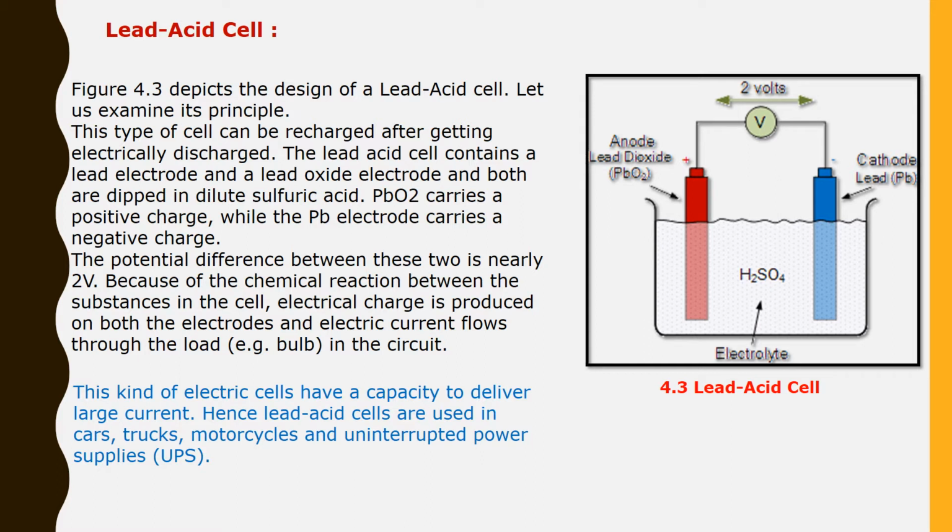Because of the chemical reaction between the substances in the cell, electrical charge is produced on both the electrodes, and electric current flows through the load in the circuit. For example, by glowing a bulb you can understand whether there is a formation of current or not. This kind of electric cell has the capacity to deliver large current. So from this lead acid cell we will get a large amount of current.